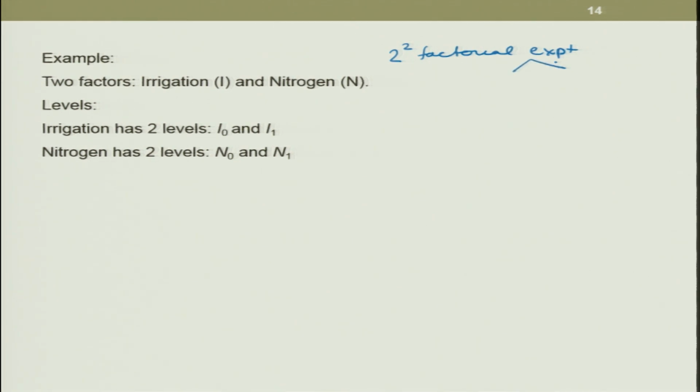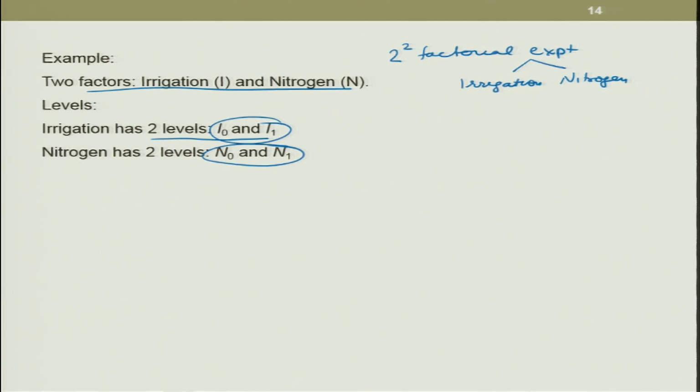which has got here 2 factors which are here irrigation and another here is nitrogen. So, we have here 2 factors, and each of this factor has got 2 levels. So, irrigation has 2 levels which are denoted by here I0, I1, and nitrogen has 2 levels which are denoted by here N0 and N1. So, I can say here this is my factor I, this is here N, and this has got here I0, I1, and this is here N0 and N1.